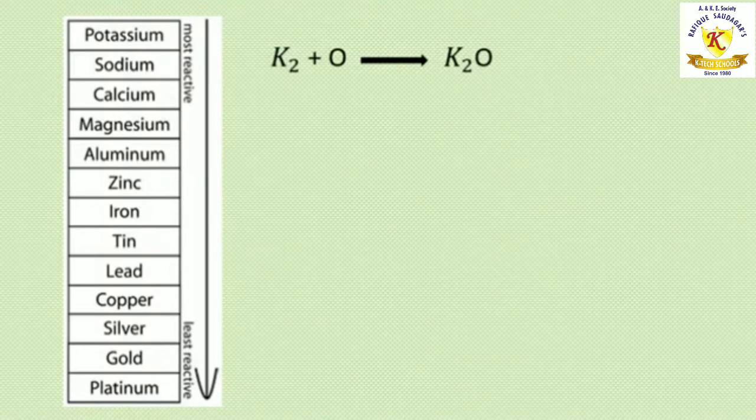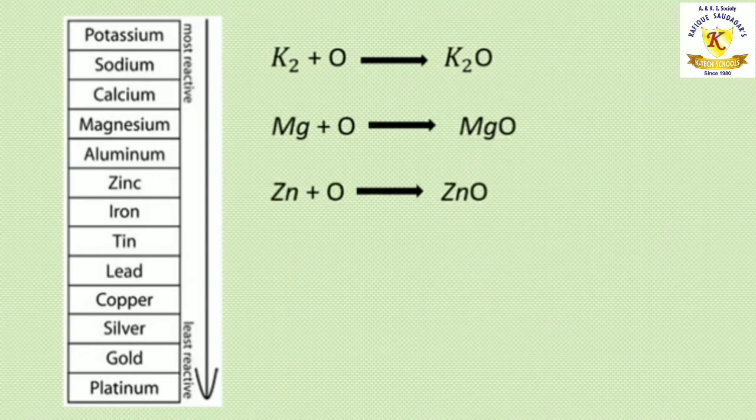Potassium plus oxygen forms potassium oxide, that is, K plus O2 gives us K2O. Understanding, children? Magnesium plus oxygen gives magnesium oxide. Zinc plus oxygen gives us zinc oxide. You can find out similarly for the rest of the metals also. Understood, children?